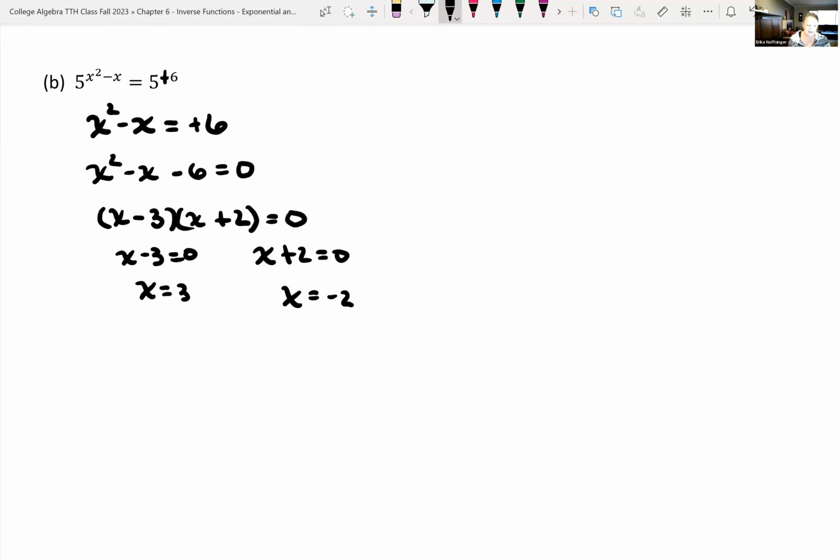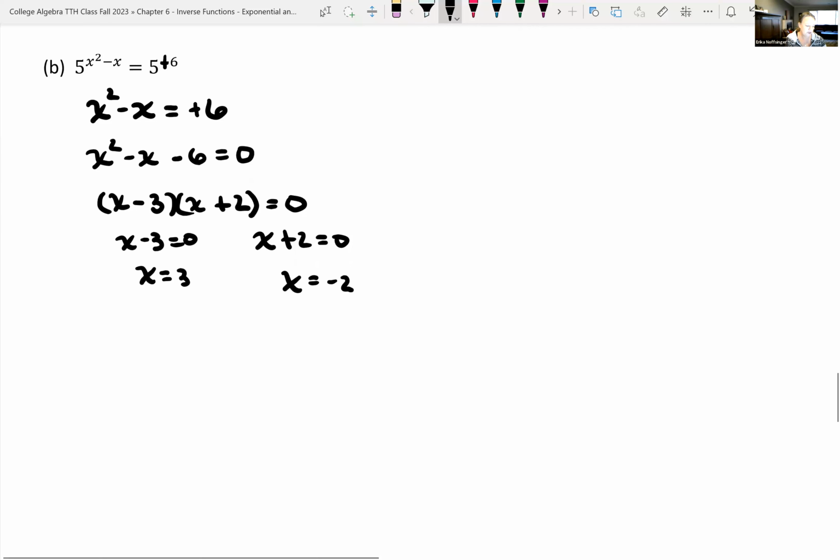So technically, if that had been what I originally wrote, 5 raised to the negative 6 power, when we were solving for that quadratic, it was not factorable. So you would have to go and use your quadratic formula to solve.